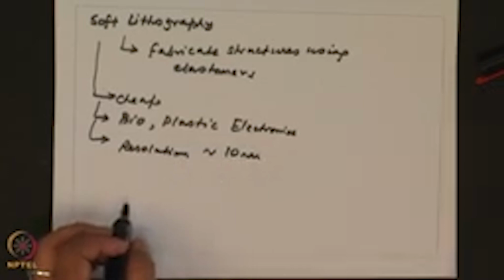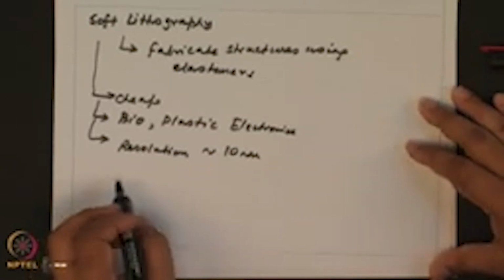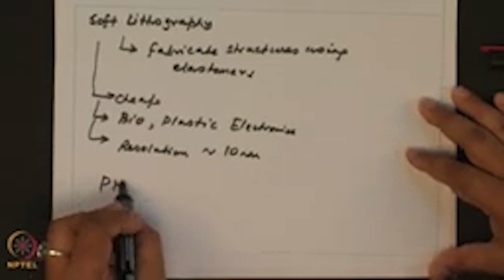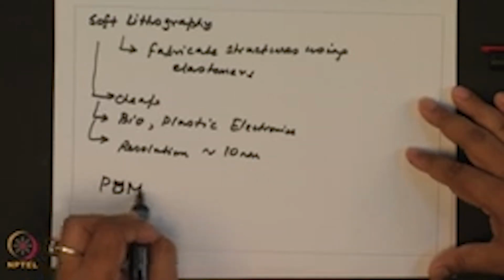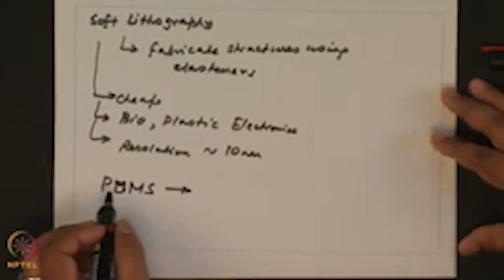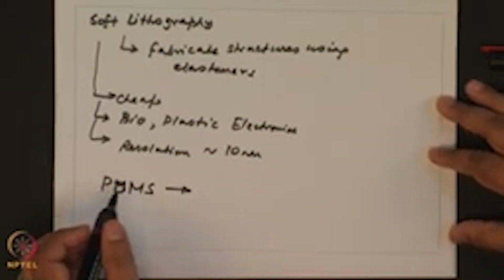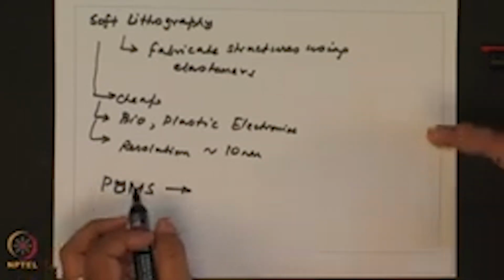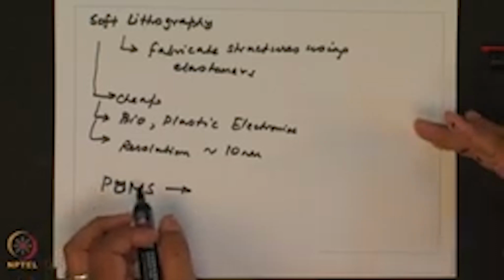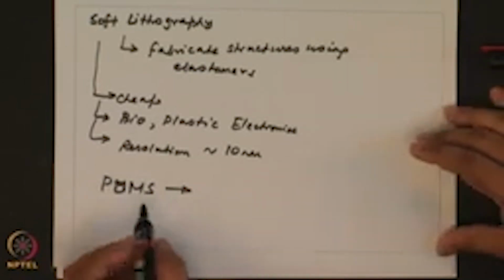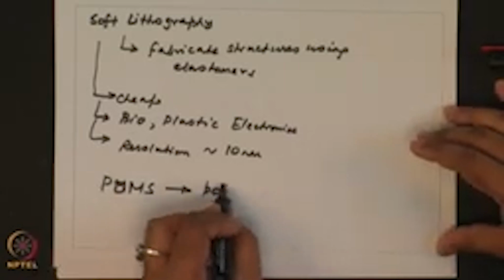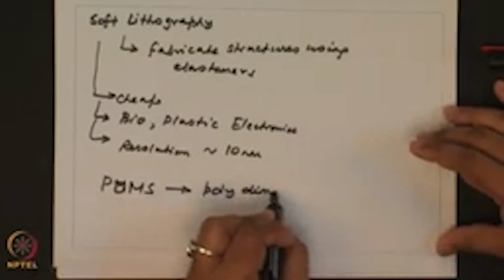For soft lithography, the reagent that we use is PDMS. PDMS was also used for making some of the gels, hydrogels, but in this case PDMS is used for making the masks, not the patterns. PDMS full form is polydimethyl siloxane.